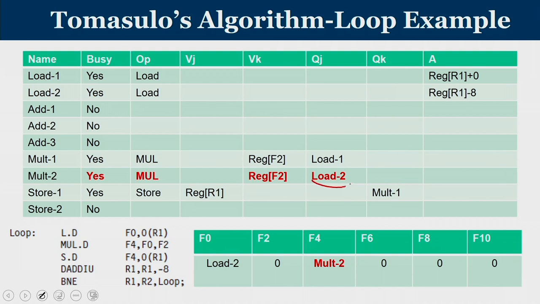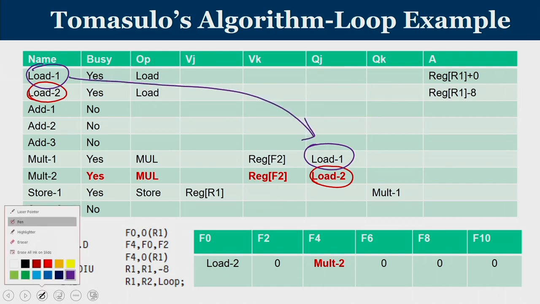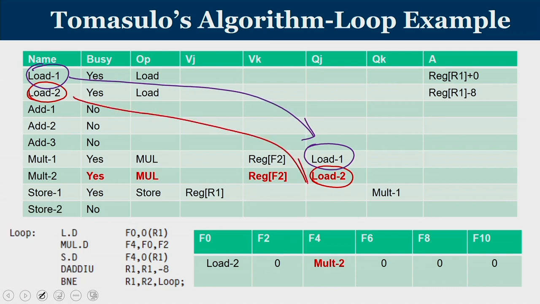So, the second multiplication unit is waiting for the output of load 2, whereas your first multiplication unit is waiting for the output of load 1. That is the dependency there, and this is the dependency there. If you have more functional units, I could carry out instructions across iterations and they all will wait for the appropriate values.